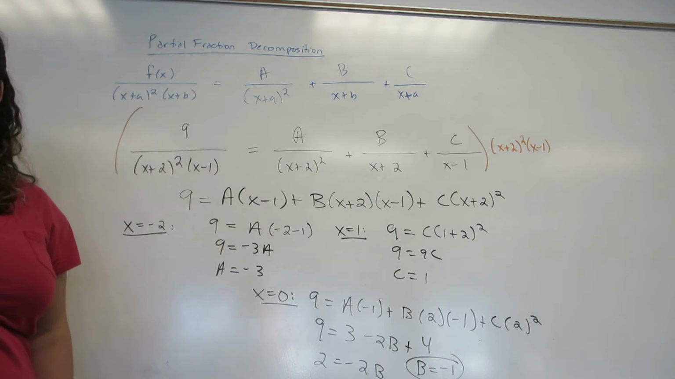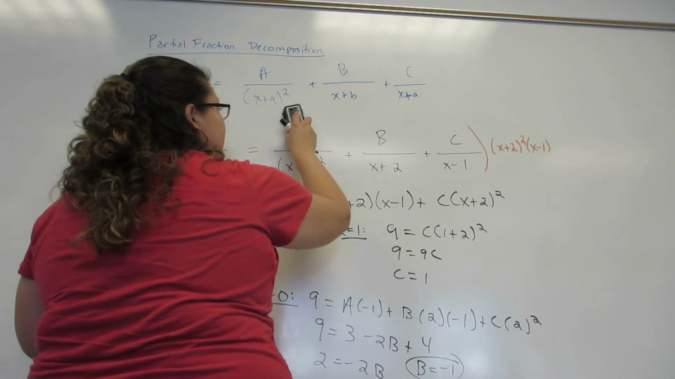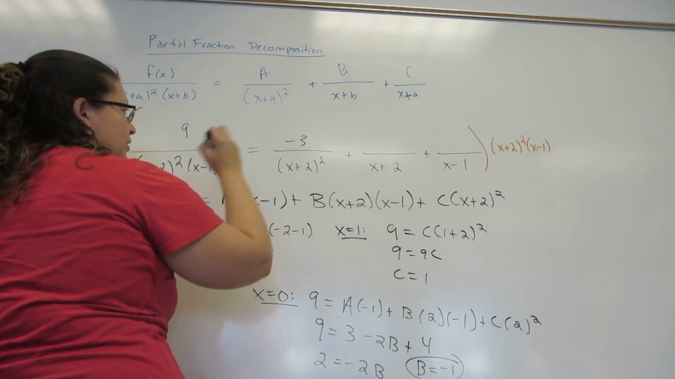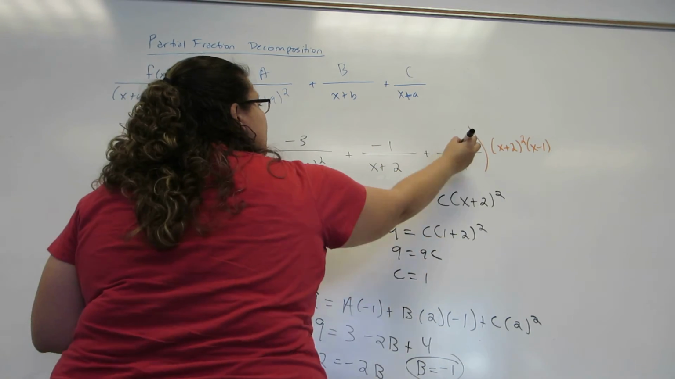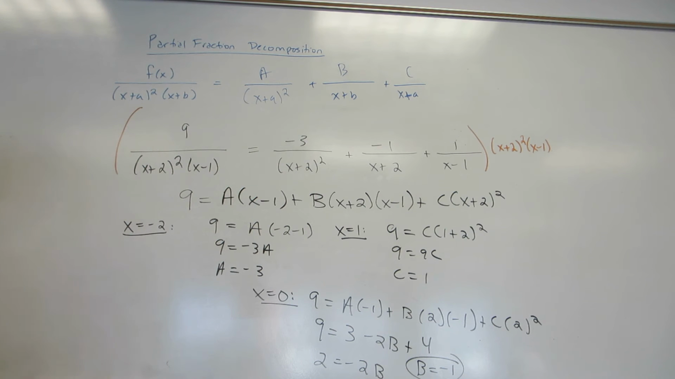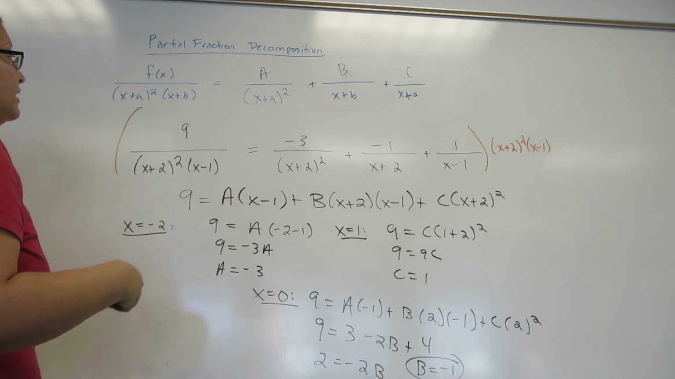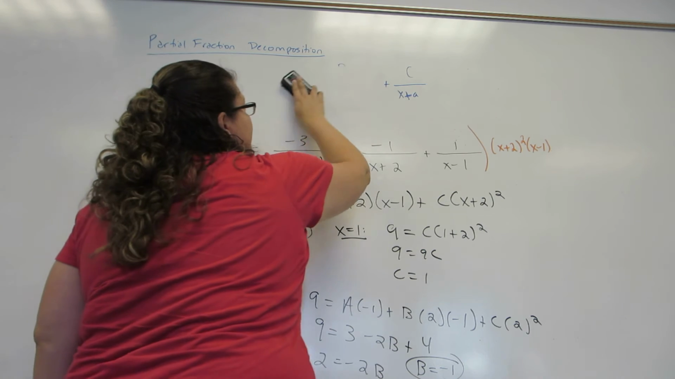Okay. So the final answer to my problem is what I would get if I go back to here and replace the A with −3, the B with −1, and the C with 1. Now, I'm going to do another example that has a different problem for partial fraction decomposition.